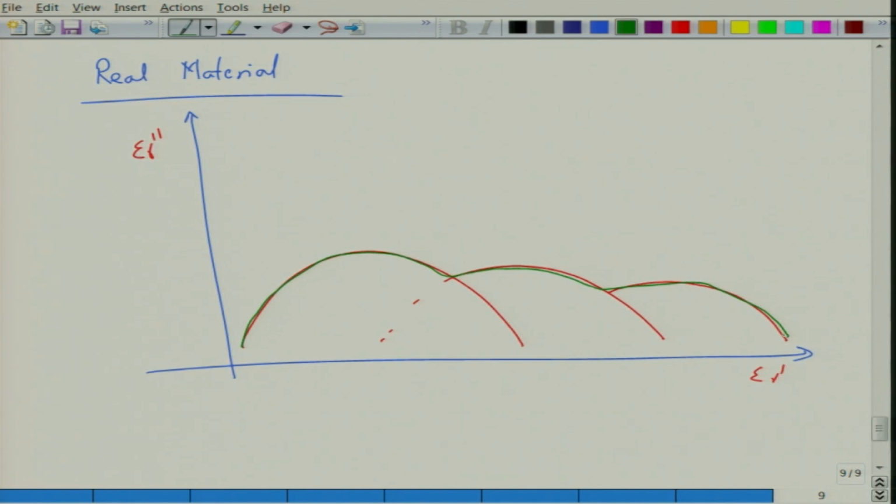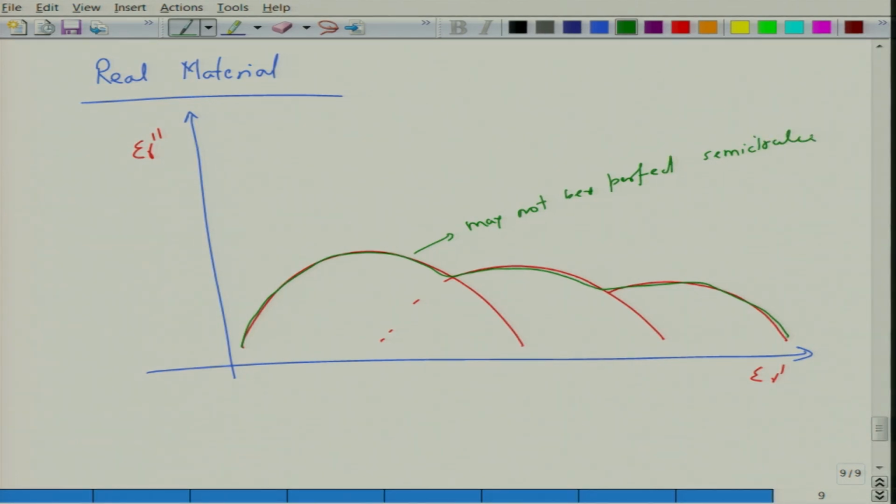Something like this, and this is what you have to model. You have 3 semicircles here, and these may not be perfect semicircles. So, you need to make appropriate models for them.